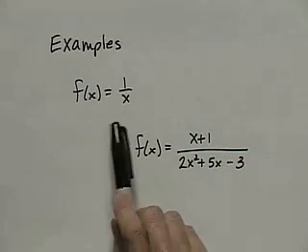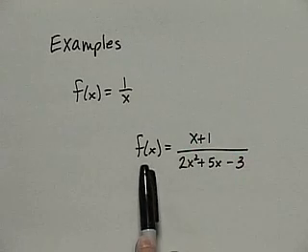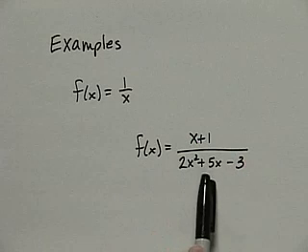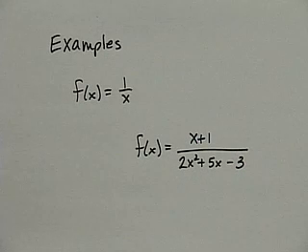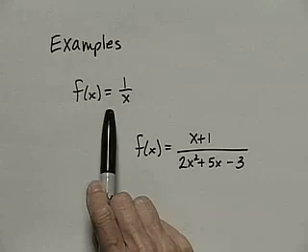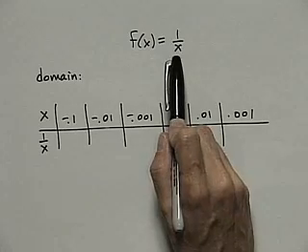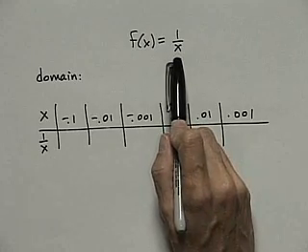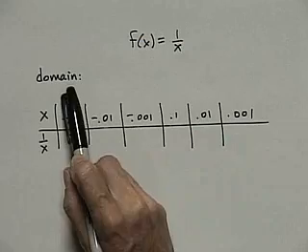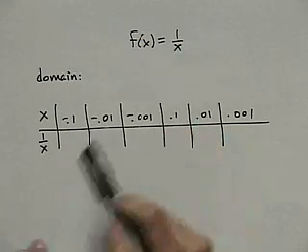Functions like f of x equals 1 over x and f of x equals x plus 1 over 2x squared plus 5x minus 3 are ratios of polynomials and therefore rational functions. Let's start by analyzing the function 1 over x, also called the reciprocal function. Notice that the denominator of the function is x. We cannot divide by 0. So the domain is all real numbers except 0.